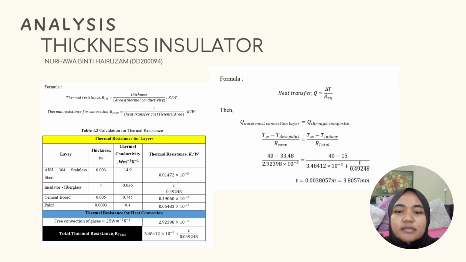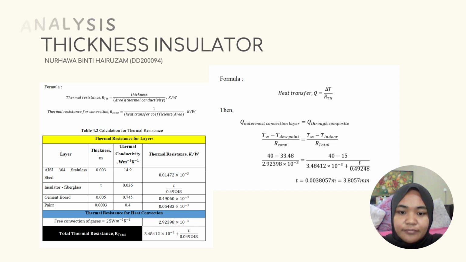Next is the analysis of the insulator thickness. To find the value for the insulator thickness, we need to find the value of the thermal resistance for each layer of the wall. In order to avoid any condensation at the outer surface, the limit temperature should be equal to the dew point, which is 3.48 Celsius. And the heat transfer through the composite wall should be equal to the heat transfer through the outermost convective layer, as all the layers are in series. Therefore, the insulator thickness for this project would be 3.8057 millimeter.